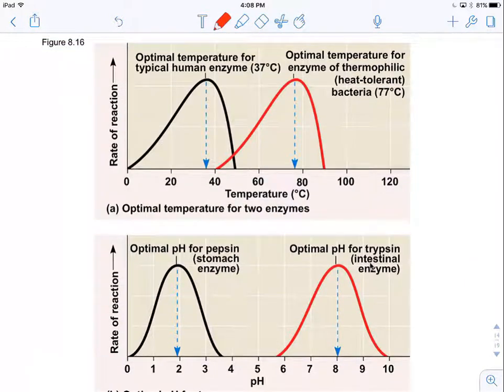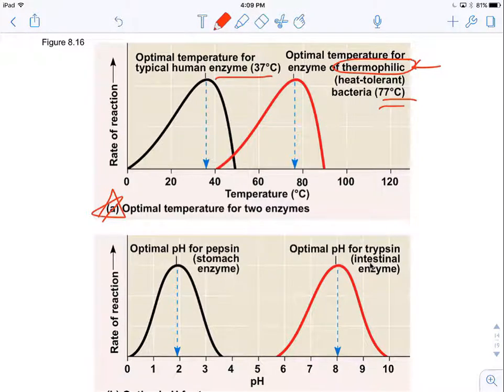Okay. Optimal temperature for two different enzymes. So again, optimal temperature for a human enzyme would be human body temperature, 37 degrees Celsius. That is the optimal temperature for every enzyme in your body. Okay. Optimal temperature for thermophilic, thermophily means heat-loving, heat-tolerant bacteria, it's a little bit higher, 77. Okay, so our enzymes would not do well at 77 degrees, and the bacterial enzymes move too slow at 37 degrees.